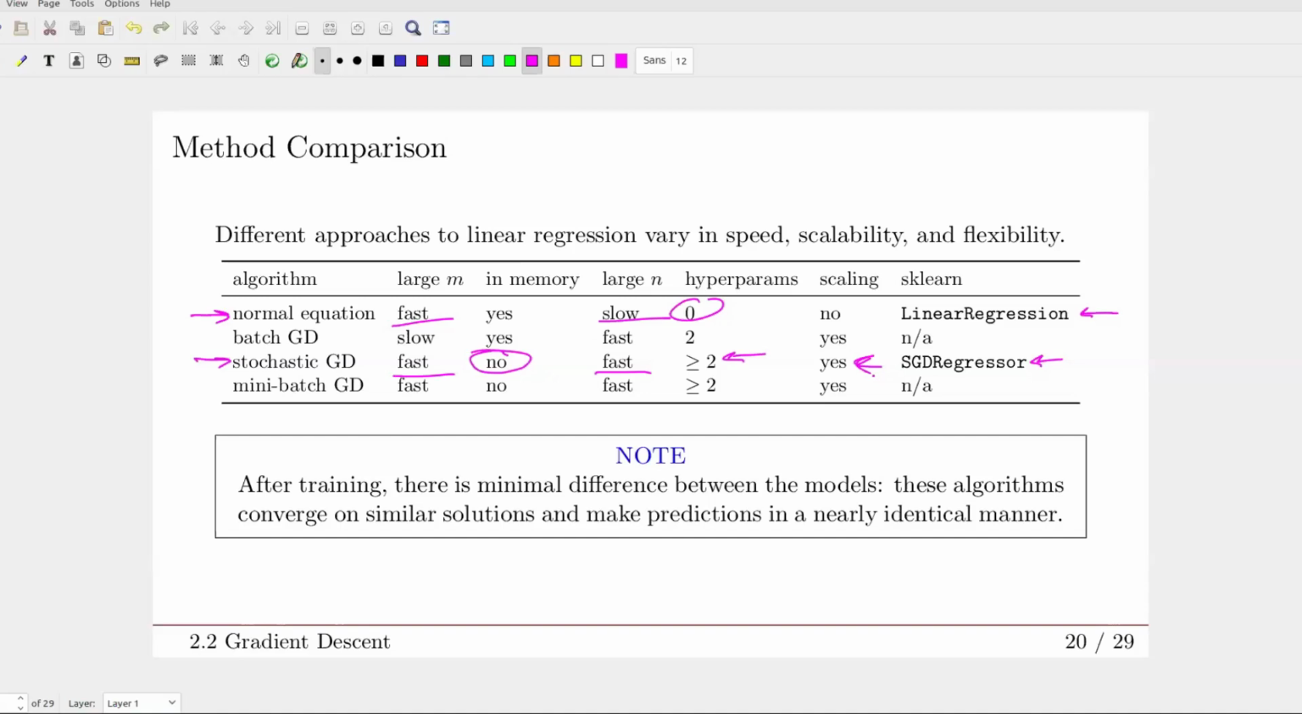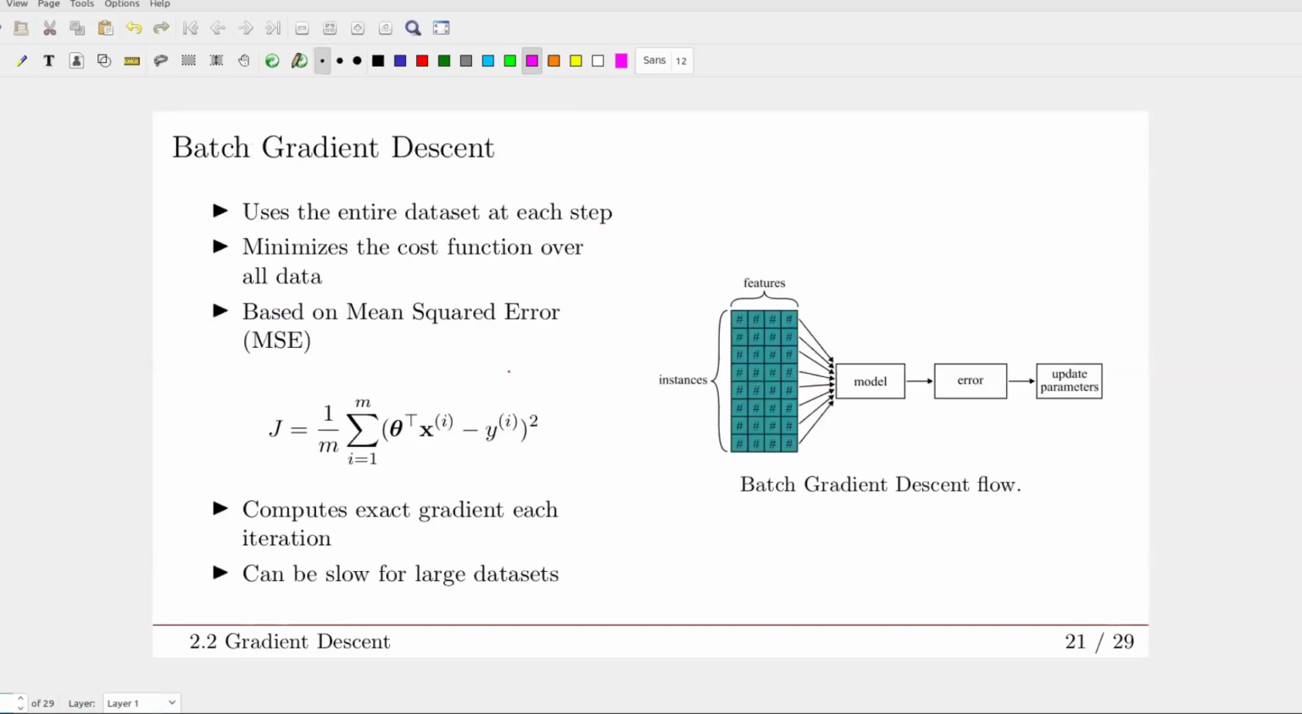But, you know, if you get the right training, there's really no difference between these algorithms, right? Basically, it's how big your data set is and how long you want to wait. Okay, so the most basic form of this is batch gradient descent.